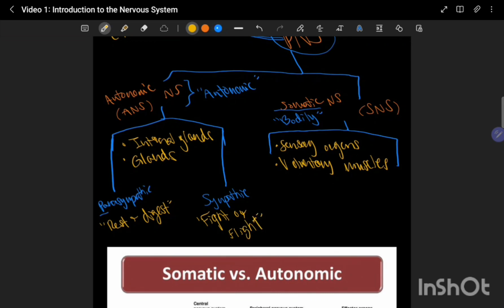Let's finish off our flow chart first. So we have, on the other hand, our somatic nervous system, which is more voluntary. We, in this case, are going to have a motor nervous system and then a sensory nervous system.